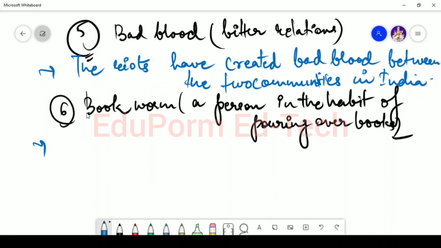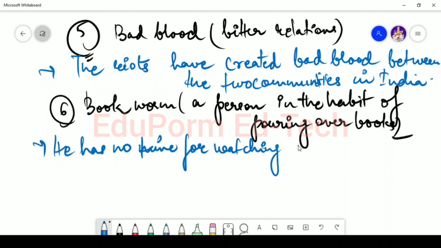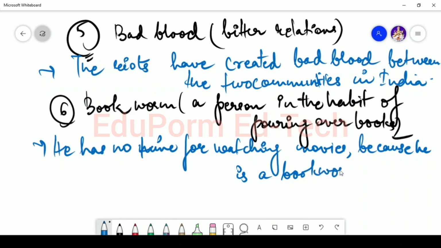and it happens to impress the parents, and then you get scolded at your own home. So it happens. So bookworm is basically used for the person who is in habit of poring over books. So like if I use a sentence like he has no time for watching movies because he is a bookworm. बच्चे के पास जितना टाइम है उसने पूरा किताबों में ही लगा दिया, वो क्या मूवी देखेगा? ठीक है.